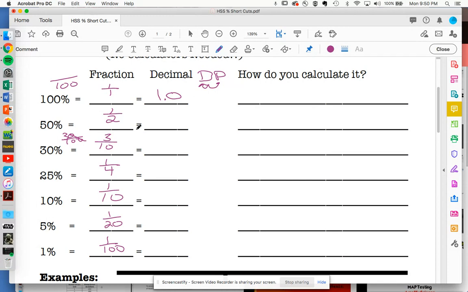50%, I move it 1, 2. Don't forget that 0 up front. It'd be 0.5. Do we need a 0 after that? No. Unless we were talking money, we don't need it. Next, we would go 0.3. And hopefully you recall the importance of putting that 0 out in front so we don't miss that decimal point.